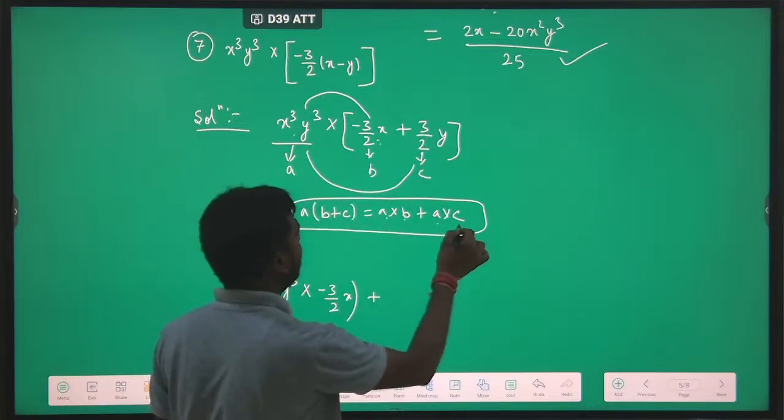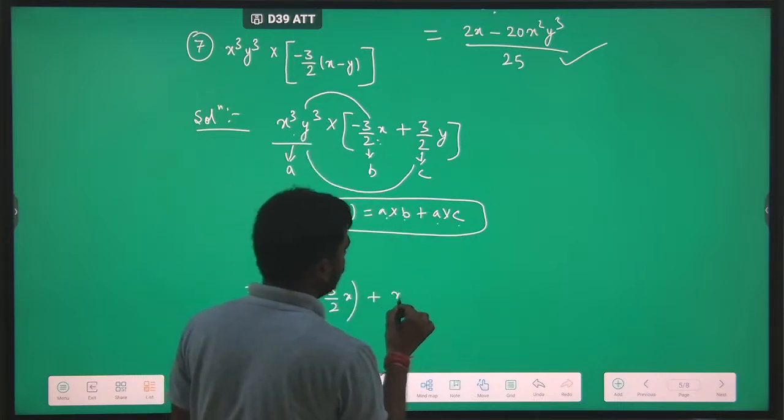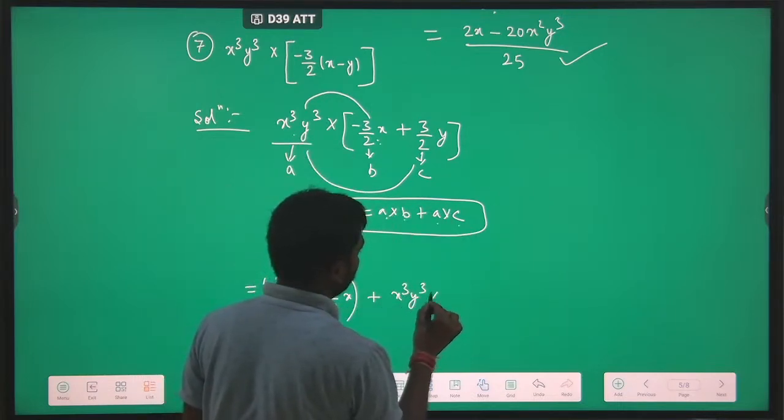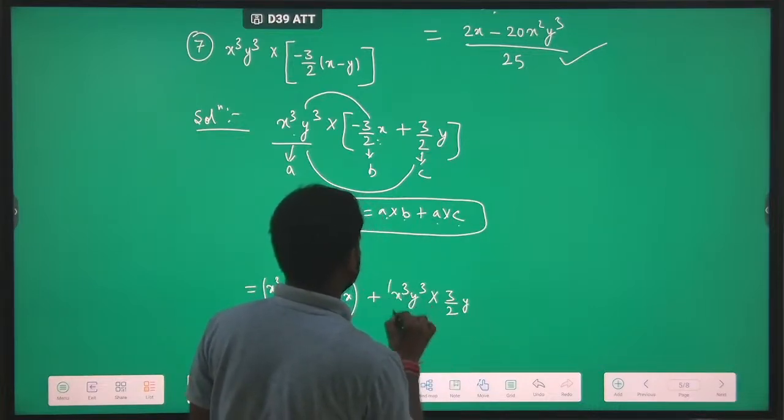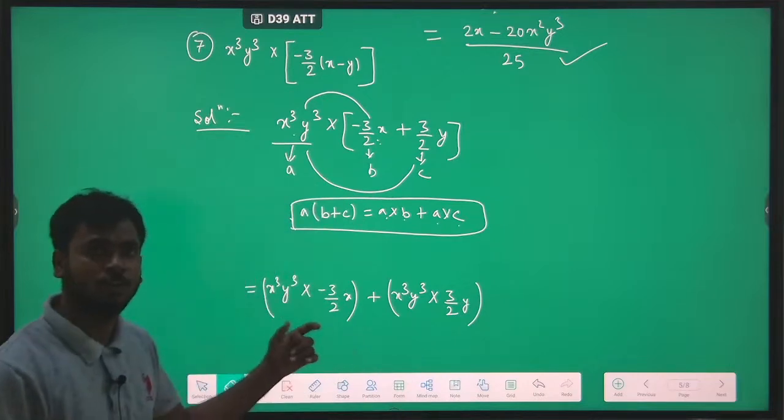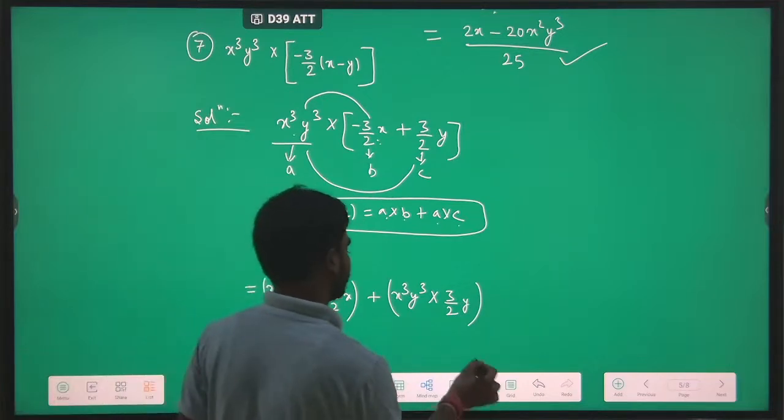We will multiply A with C. So A is x cube y cube, and it will be multiplied with C, that means 3 by 2 y. Is it okay? You will do it now.